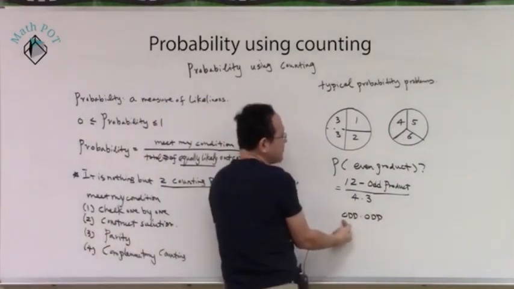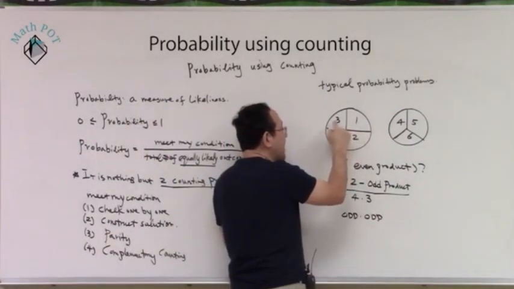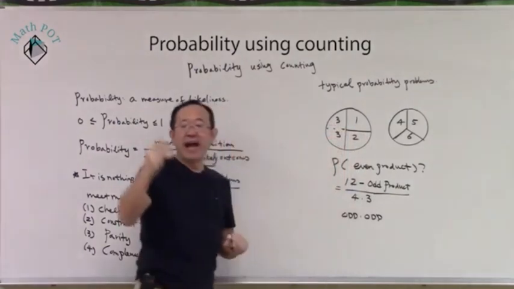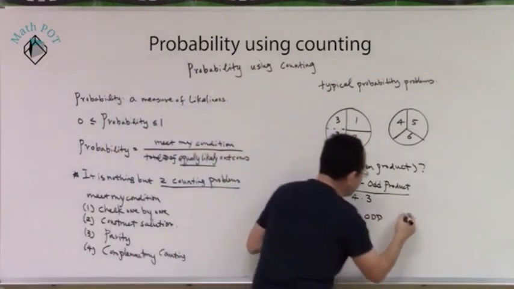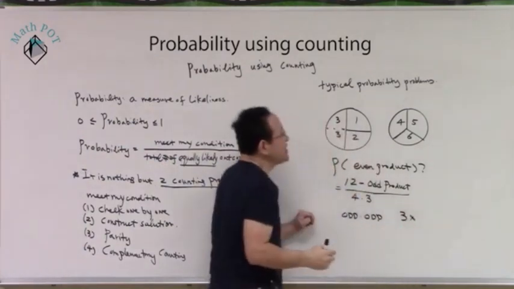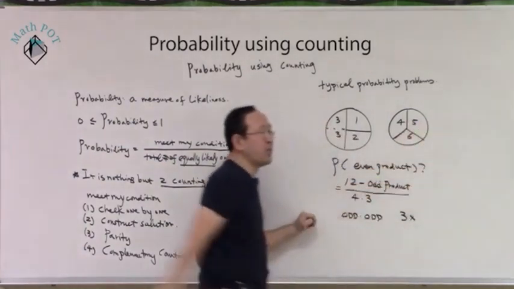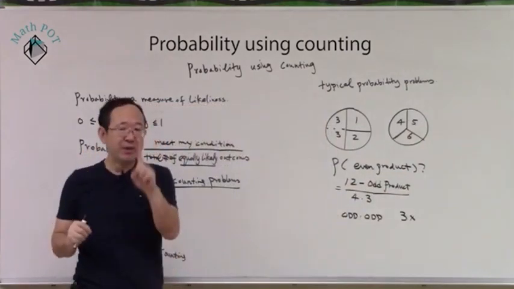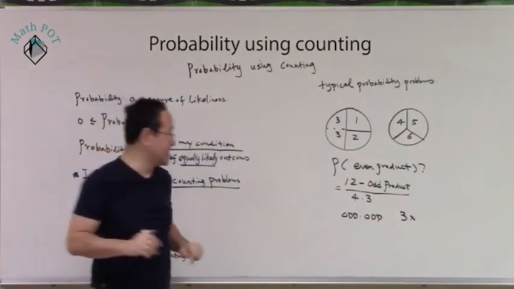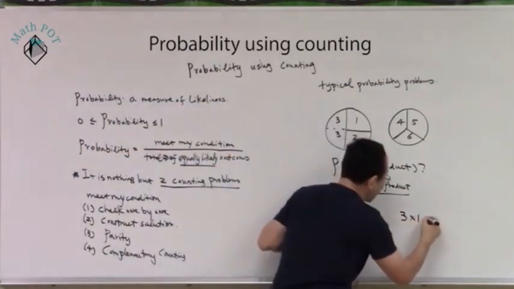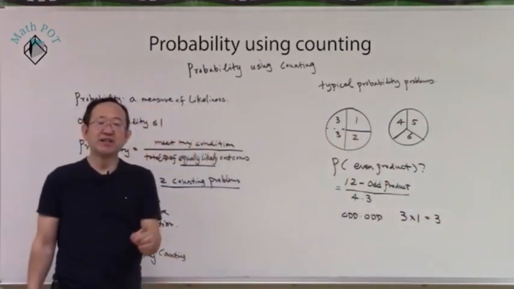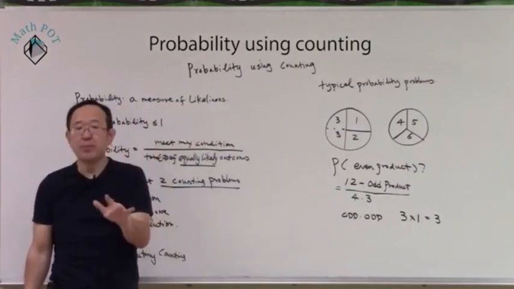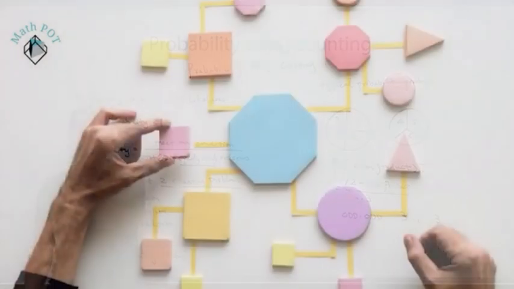For the first number to be odd, how many ways? It could be 1, 3, and 3, so we have 3 ways in the first step. How about the second? It's very clear, we have only one way, which is the 5. So the second step has one way. Multiplying together gives 3 times 1. Make sure you understand, because this is a multi-step process.